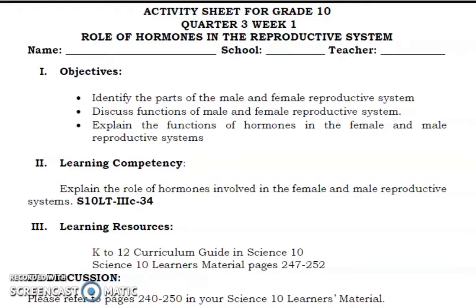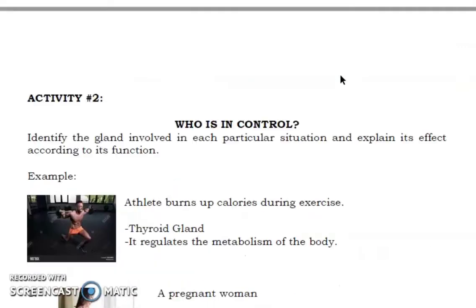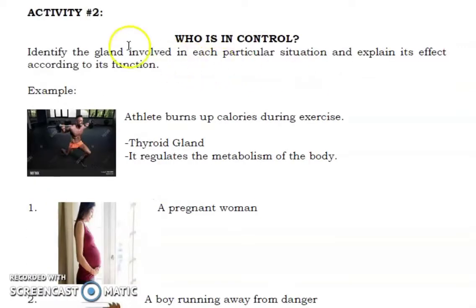Welcome back, students. This is your lesson guide for activity sheet for grade 10, quarter 3, week 1, Role of Hormones in the Reproductive System, part 2. So we have already discussed pages 1 to 2. Let's move on to page 3, which starts with the activity 2 entitled, Who is in Control?